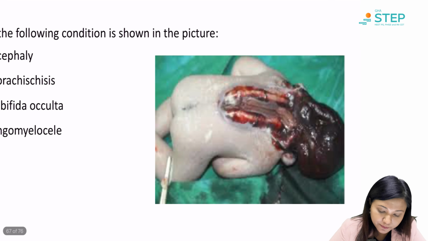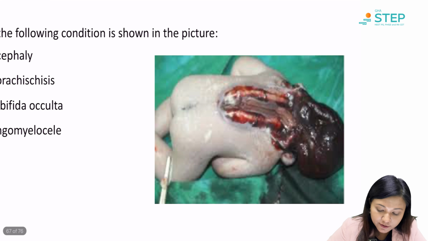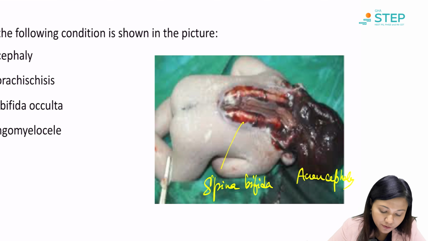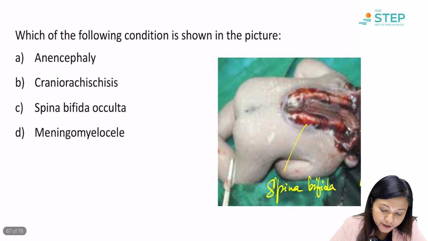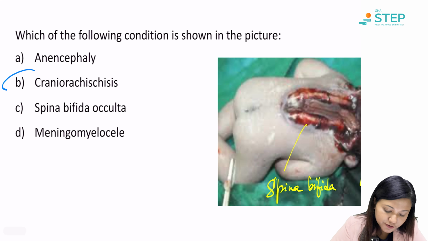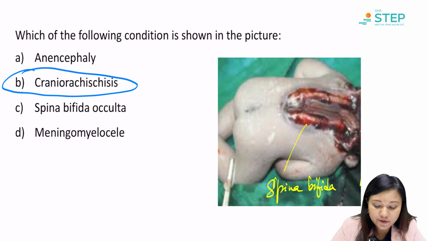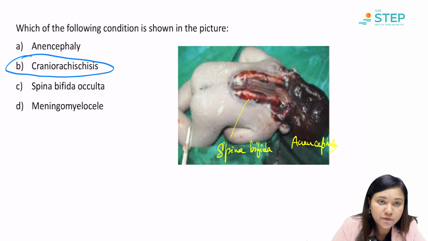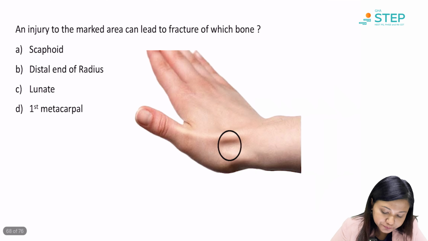Next, you can see both anencephaly and spina bifida. So this is a condition of craniorachischisis. Okay, it is a condition of craniorachischisis. So this is an image of craniorachischisis. I think it is clear to you about the neural tube defect.